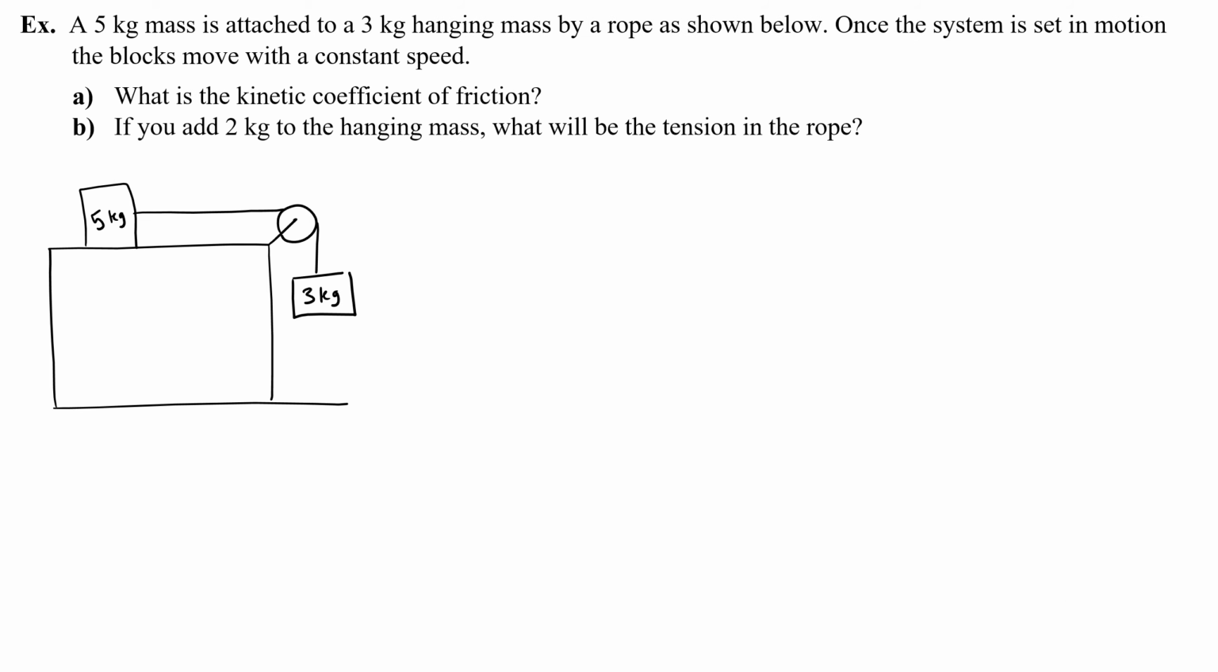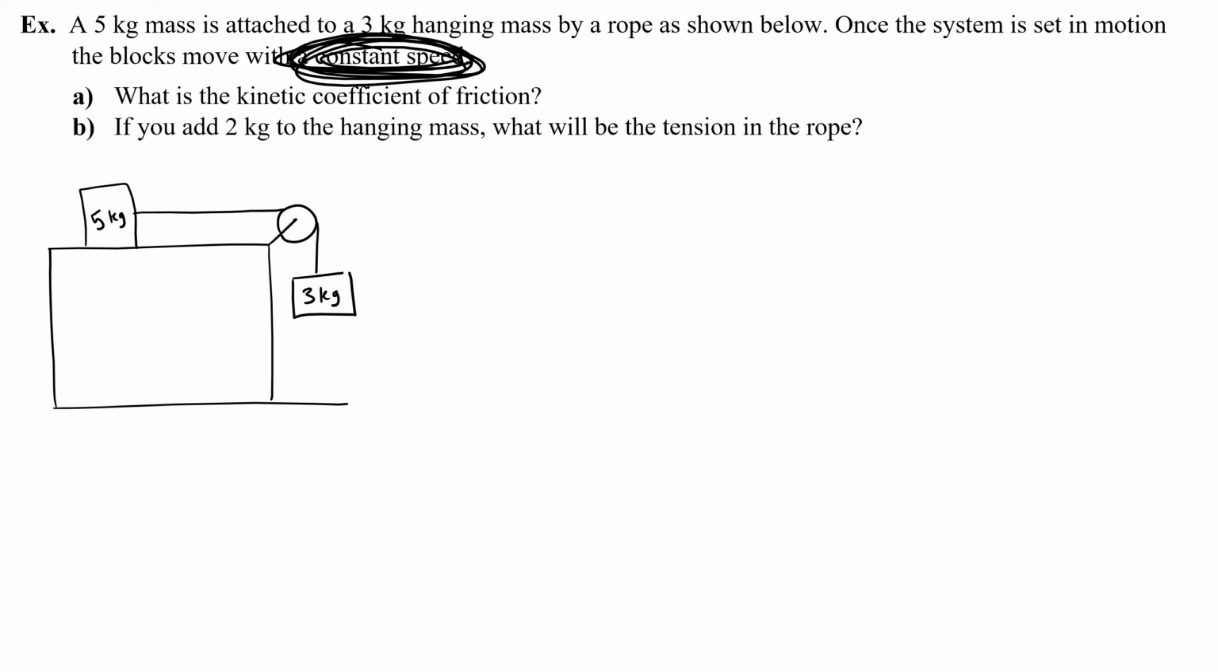Let's try another problem. A 5 kilogram mass is attached to a 3 kilogram hanging mass by a rope as shown below. Once the system is set in motion, the blocks move with a constant speed. Okay, constant speed. Every time you see constant speed, circle it, underline it, star it. That is the most important thing that a problem could ever tell you.